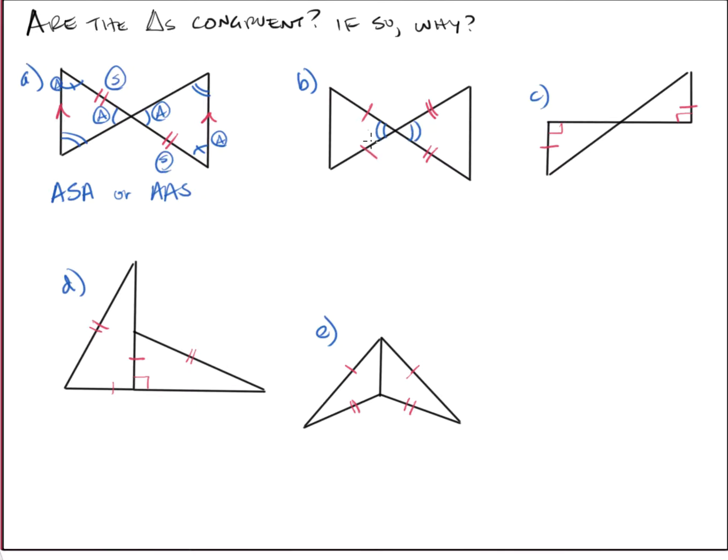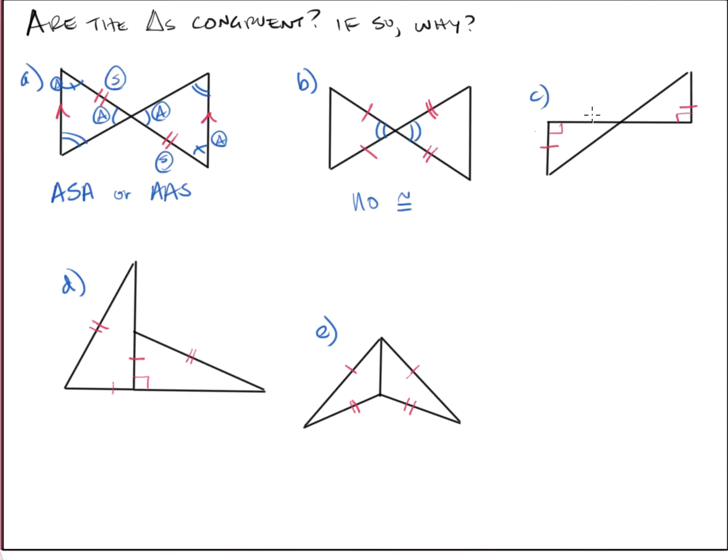But what we have here are two sides of this triangle are congruent and two sides of this triangle are congruent, and then of course the angles. But I don't have sides from one triangle congruent to sides of the other, so there is no congruence in this picture that we can guarantee.